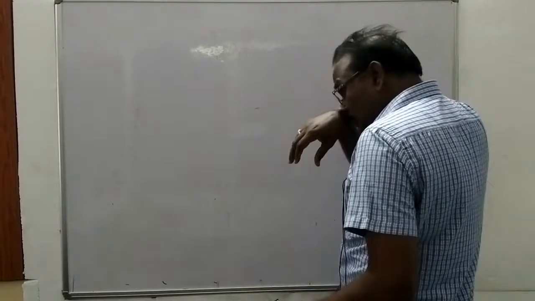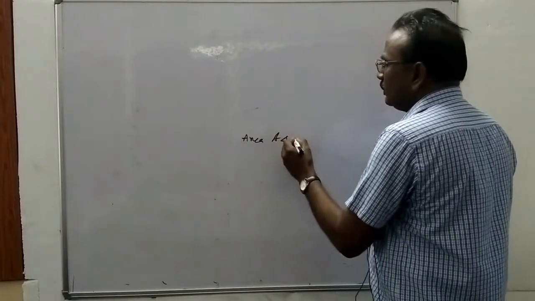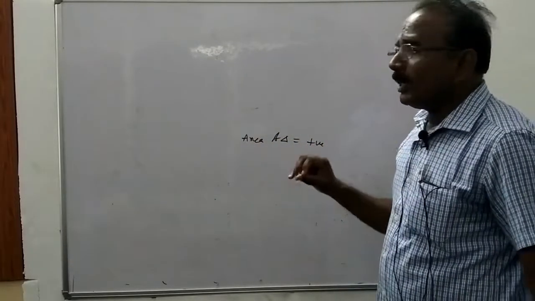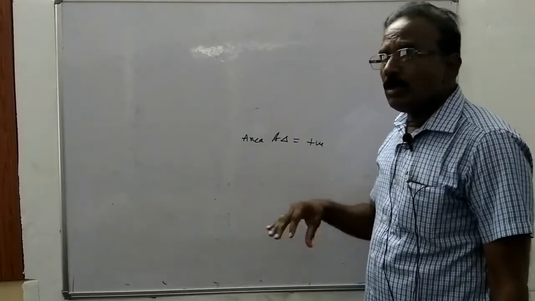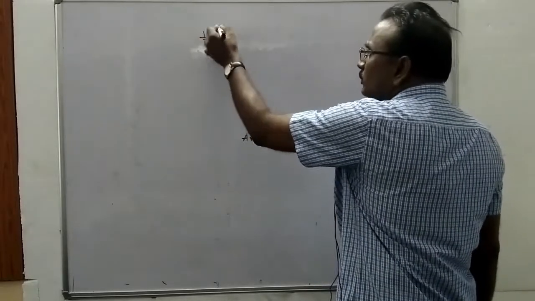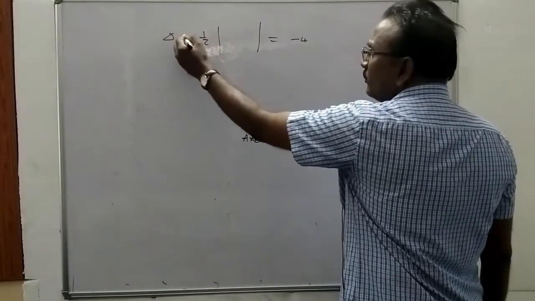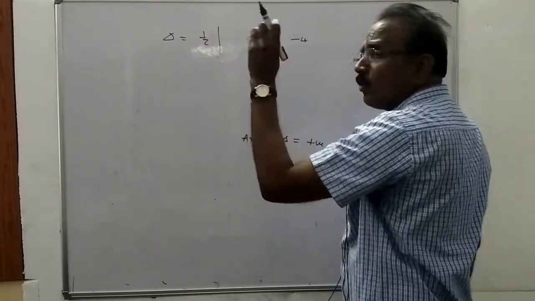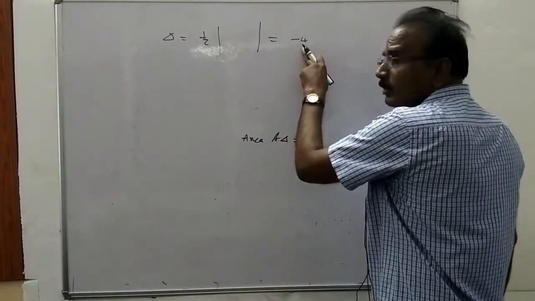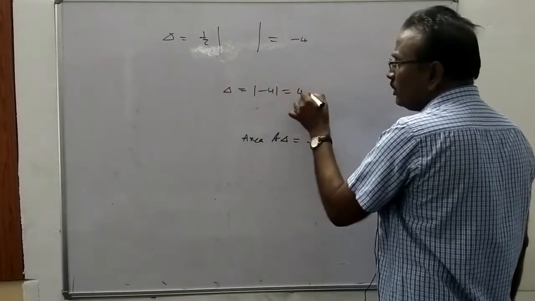Next, since the area of a triangle is always positive, we can always take the absolute value of the determinant. Suppose that using half times the determinant we get -4, for example. The area of the triangle cannot be negative, so we take the absolute value of the determinant. The modulus of -4 is 4 square units.